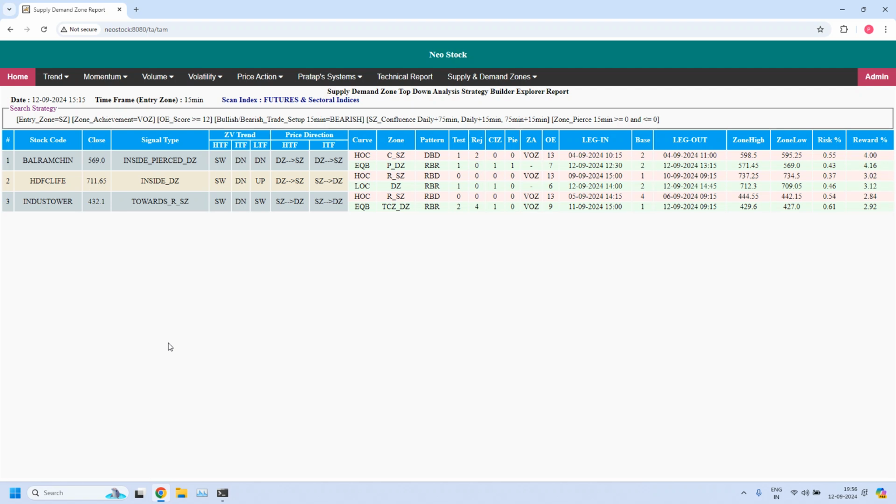So that means the 15-minute zone is part of a 75-minute zone, and 15 and 75 minutes together is again part of the daily zone. That is what daily zone confluence is. That is LTF, ITF, HTF confluence.